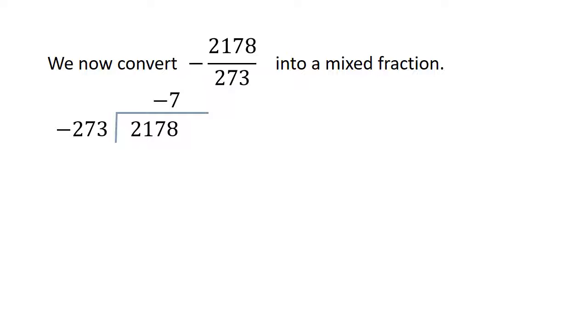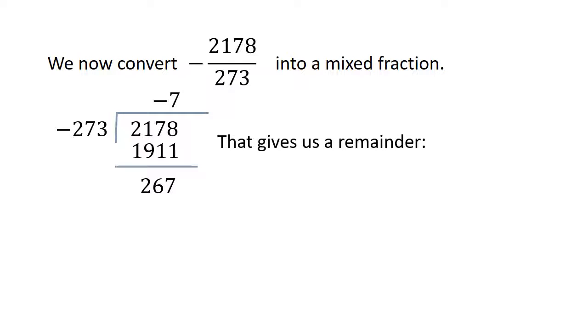You could use your calculator to help you with this. All right, then you multiply negative 7 times negative 273. What do you get? You get 1,911. Subtract that from 2,178, and you get 267. That gives us a remainder of 267 over 273.